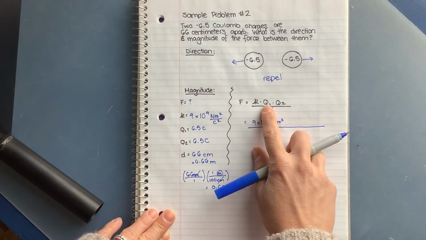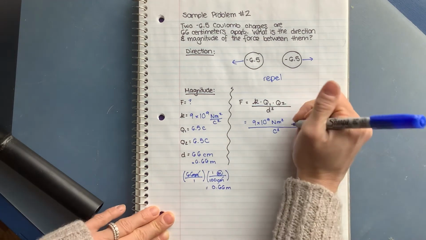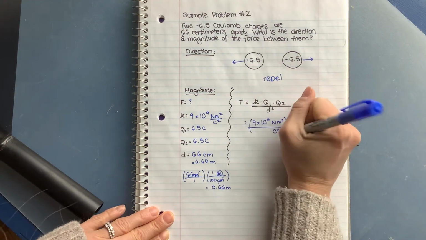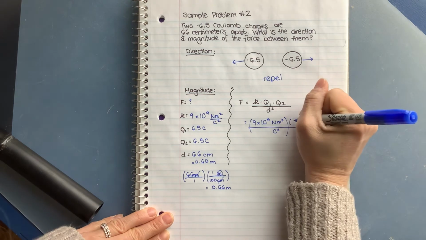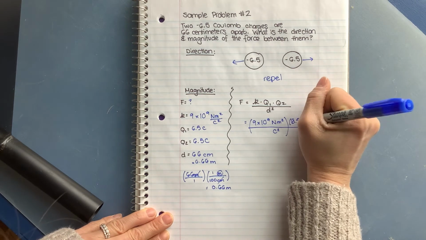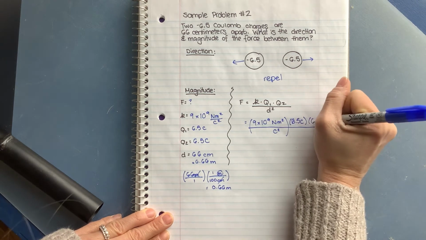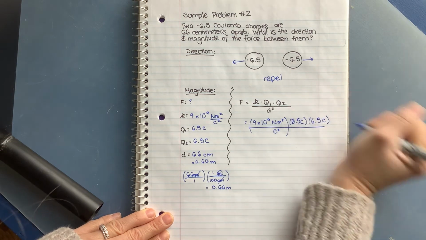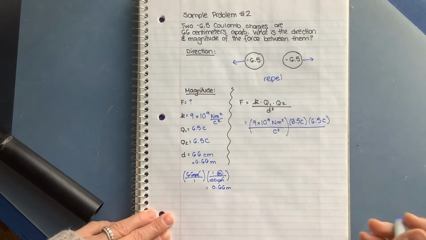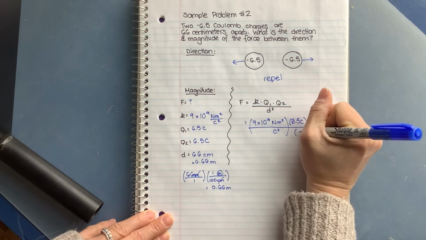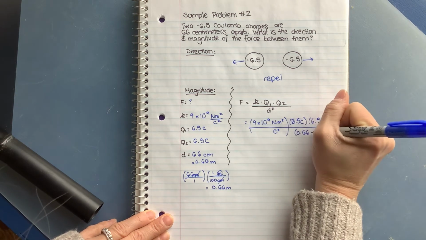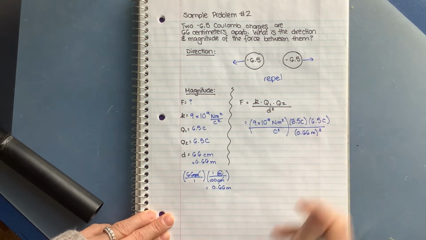All right, and then I'm going to plug in my Q's, my charges. So this is my K. Q1 is 6.5 coulombs, Q2 is 6.5 coulombs, and then my distance, 0.66 meters, and that whole thing is squared.